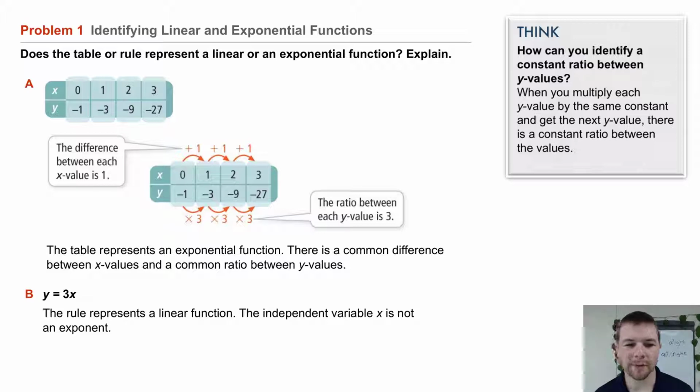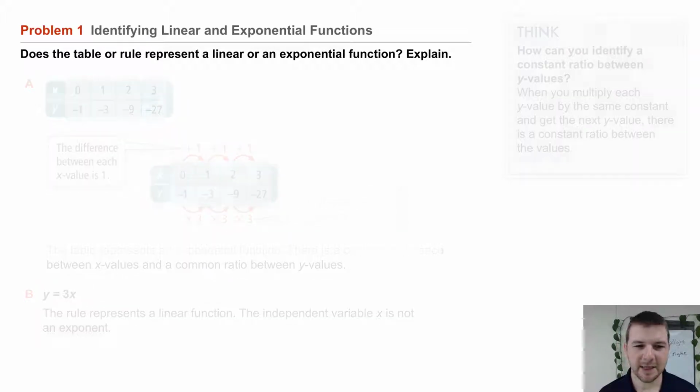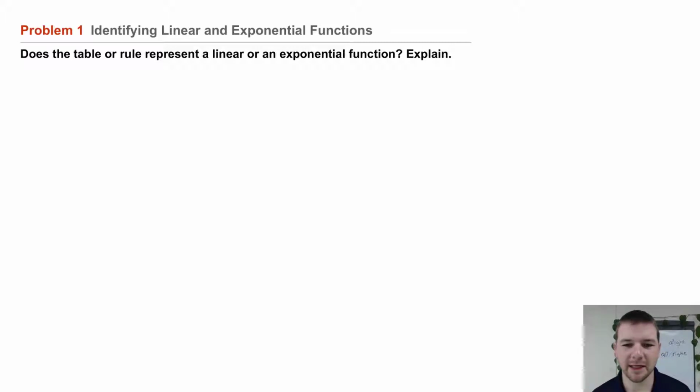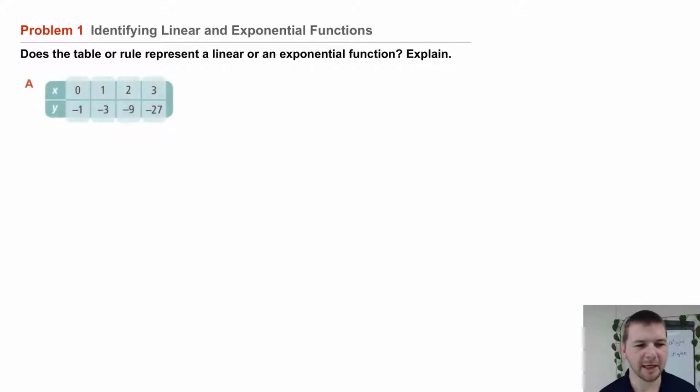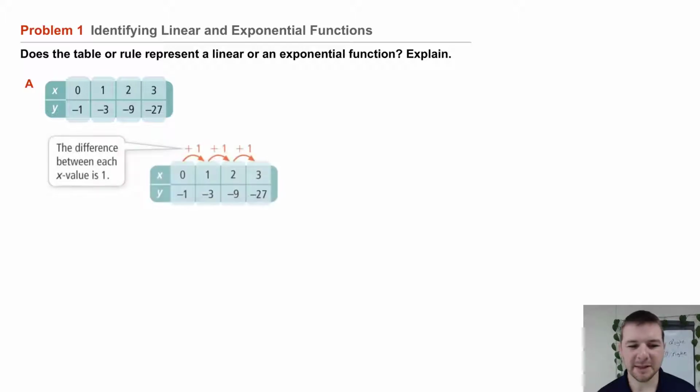This leads us to problem 1, identifying linear and exponential functions. Does the table or rule represent a linear or an exponential function? Explain. Well, part A, consider the table. Our x values, 0, 1, 2, and 3, are related to our y values, negative 1, negative 3, negative 9, and negative 27. The difference between each x value is 1.